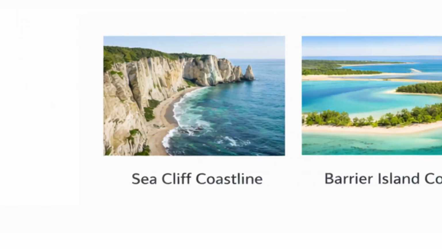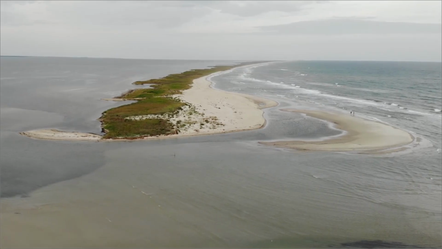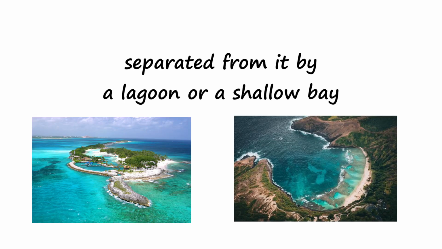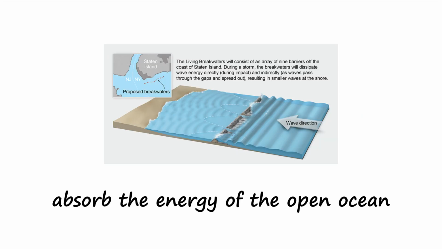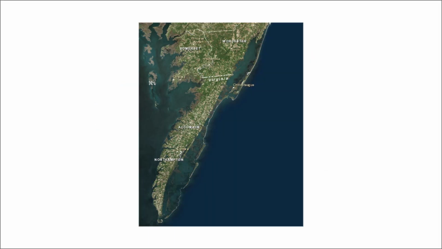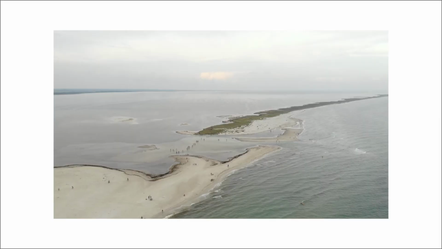Barrier Island coastline. A barrier island is a long, narrow strip of sand that sits parallel to the mainland, separated from it by a lagoon or a shallow bay. These islands absorb the energy of the open ocean and shelter the coast behind them. The barrier islands of the eastern United States, stretching from New England all the way to Texas, protect hundreds of miles of mainland coast.